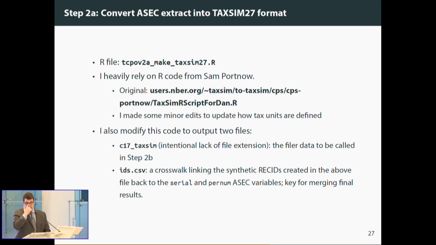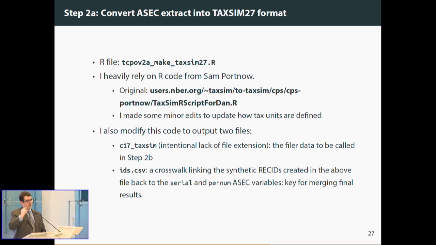So for 2A, this is the tcpov2a file. I based a lot of my code on code that was previously written in R by Sam Portnow. That's the link to his original code. I made some minor edits in the way tax units are defined. I think he hard-coded that a married tax unit had to be a man and a woman. That obviously doesn't apply anymore, so I relieved that constraint. And then I also modified it so that it created 2 files that we're going to draw from later on in the process. One is this file called C17 TaxSim.